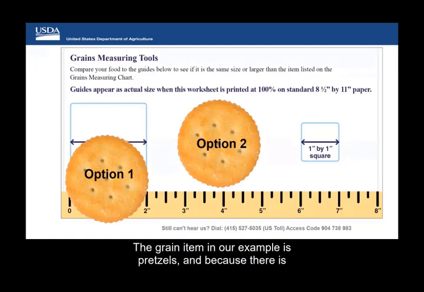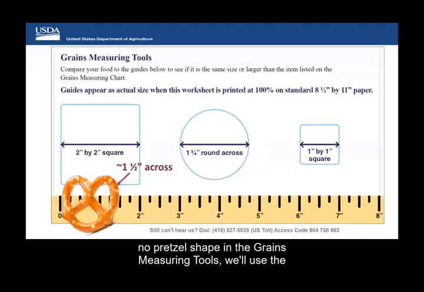The grain item in our example was pretzels, and because there's no pretzel shape in the grains measuring tools, we will use the ruler at the bottom to measure our pretzel. So this ruler shows us that this pretzel is about 1 1/2 inches across.